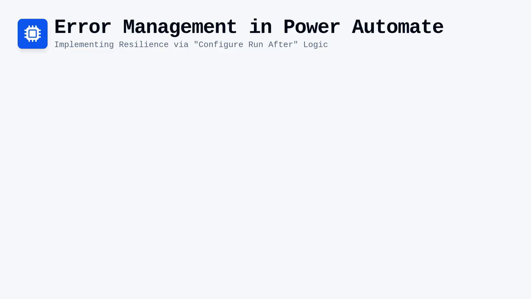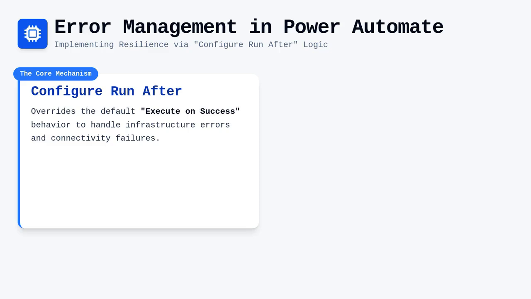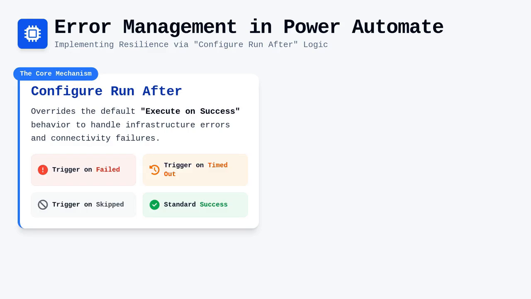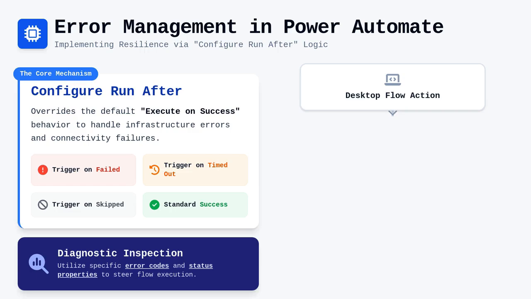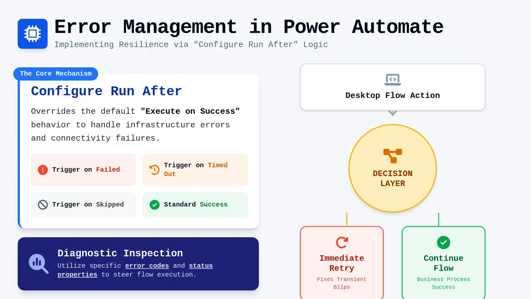The primary mechanism for managing these failures lies in the configure run after property within the Power Automate Cloud Designer. By default, an action only executes if its predecessor succeeds, but this is insufficient for handling infrastructure errors. You can modify this setting to trigger specific remedial actions if the previous step has failed, timed out, or skipped. When a desktop flow action fails due to a connectivity issue, the output includes specific error codes and status properties that we can inspect. Instead of allowing the flow to terminate, we use these diagnostic outputs to steer the execution towards a decision-making layer. This might involve an immediate retry mechanism, which is often effective for transient network blips that resolve themselves within a few seconds.